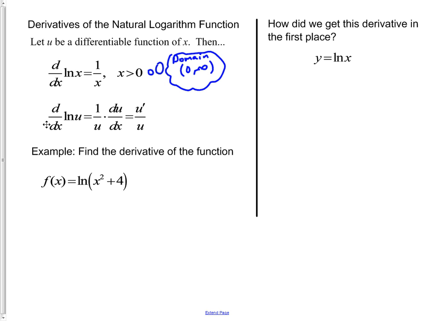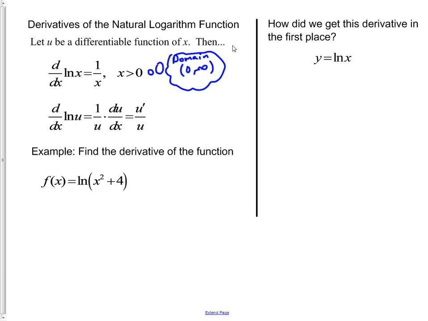Okay. Now, if we were to treat this chain rule style, we would say, well, the derivative with respect to x of the natural log of u, where u is a differentiable function of x, would be equal to 1 over u times the derivative of u, du dx, or in other words, we call it u prime over u.